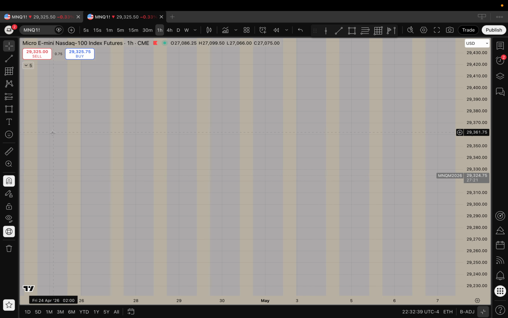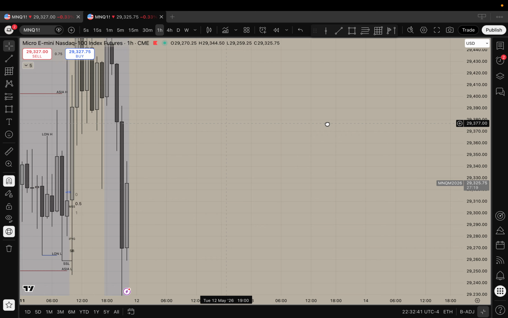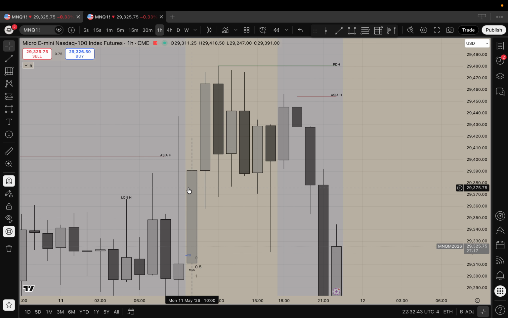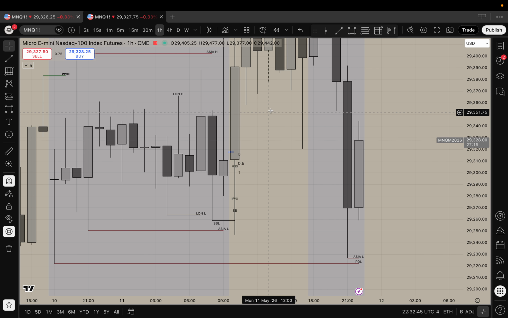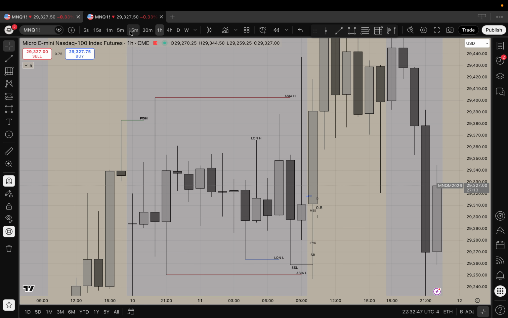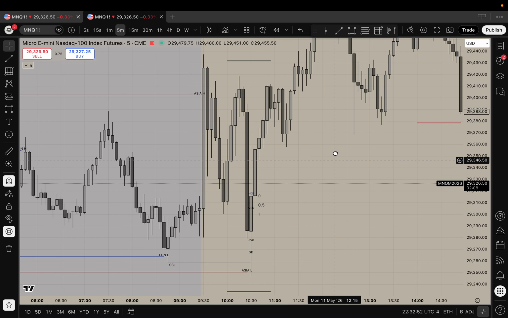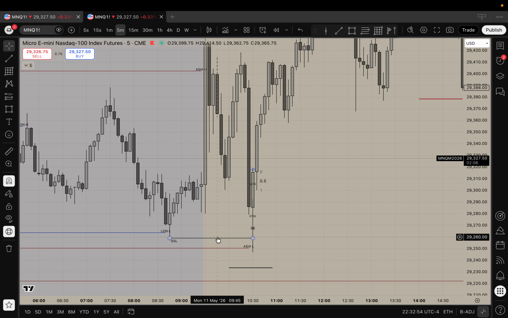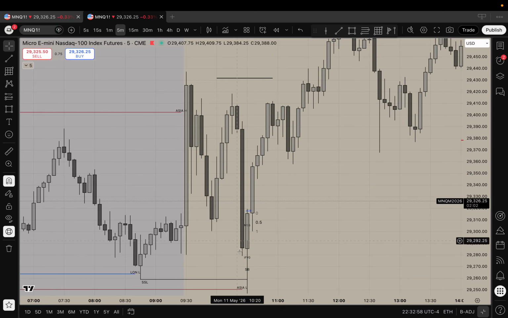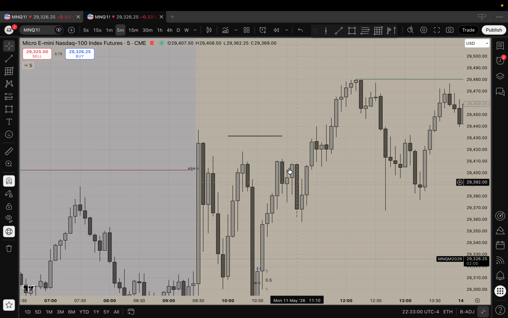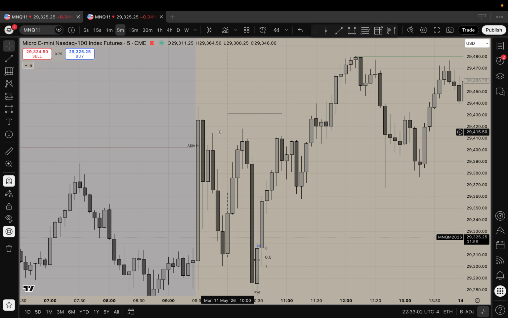We can go back to the 1 hour time frame, and this is what we would look for. I guess this will be easier to look at on the lower time frame. Here we are. Okay, so we came down and we took out this 1 hour swing low and this Asia low. That was the liquidity we were looking for. Then we found our entry down here.